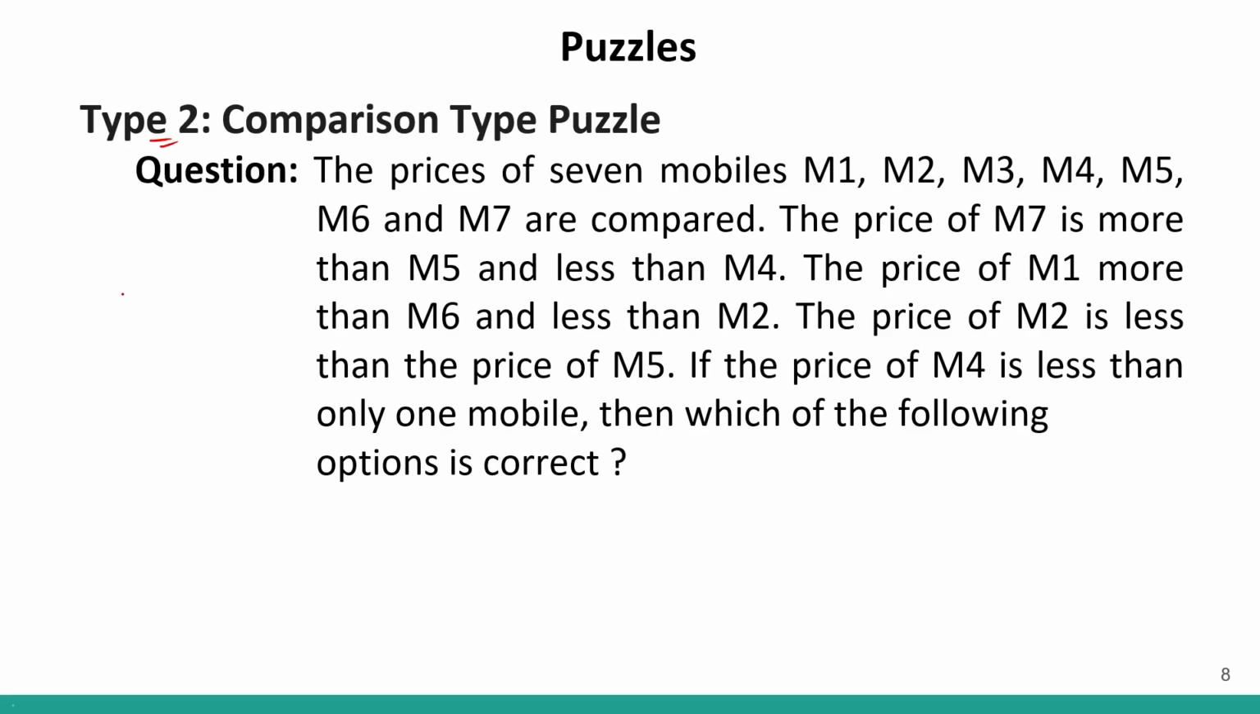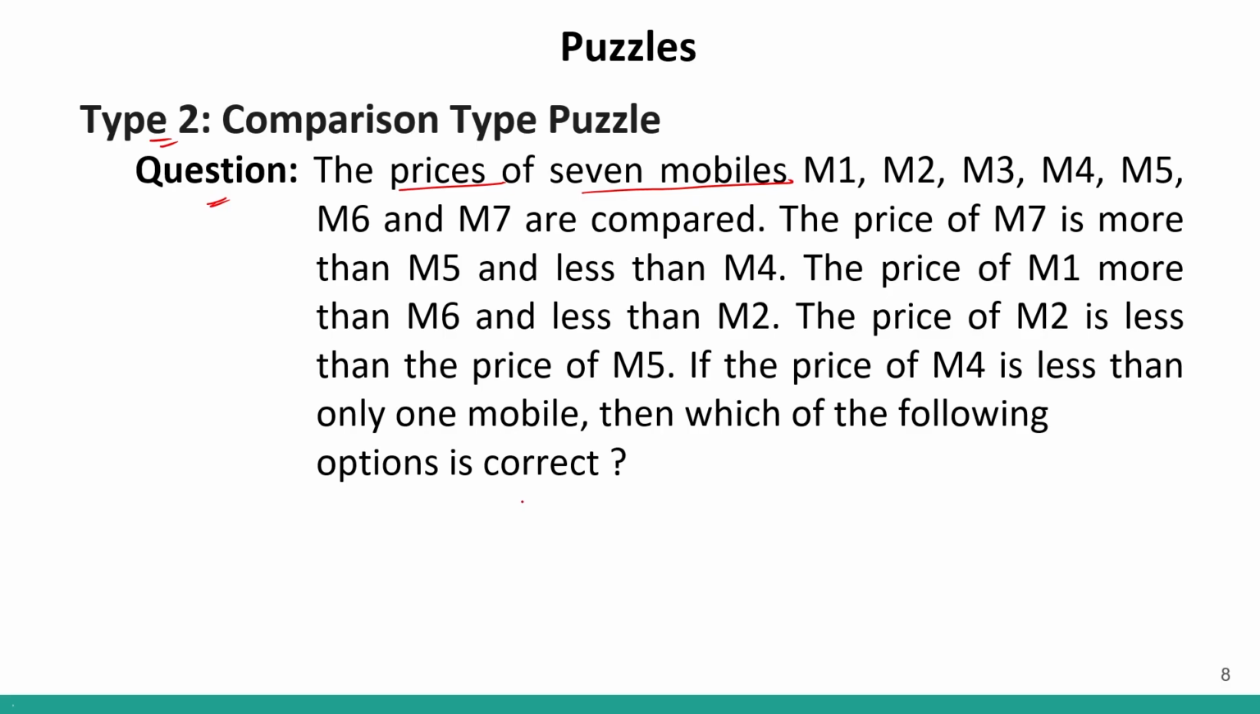Type 2 is comparison type. So comparison based on height, comparison based on prices, based on incomes, based on weight. Any attribute can be used for comparing things or people. In this question, it says that the prices of 7 mobiles, so the object is there. Prices of 7 mobiles are compared.